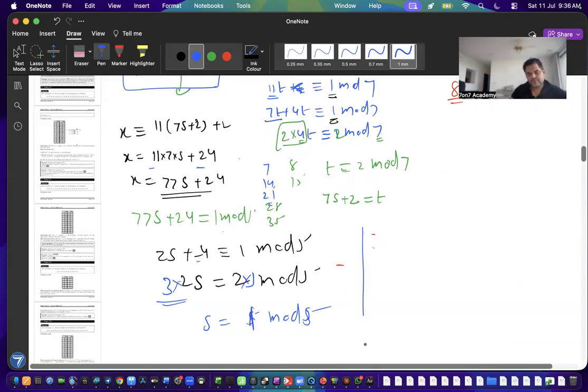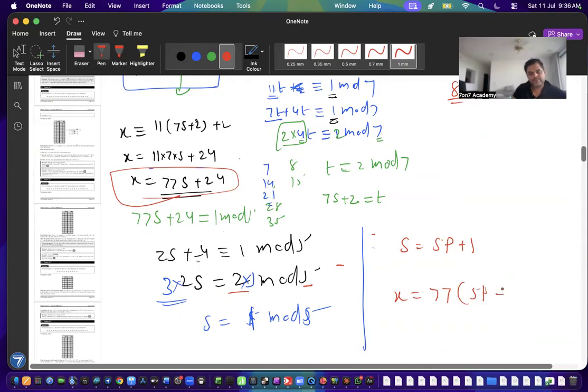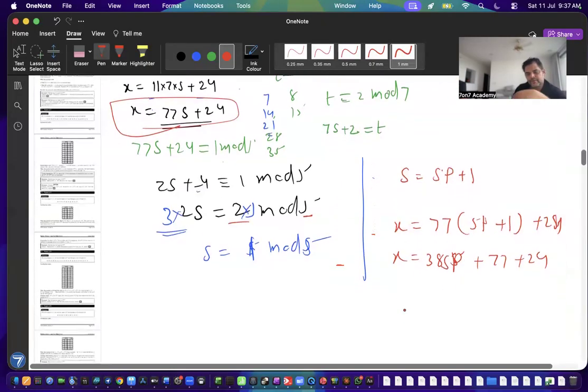Understand? So how is it 1? Because 6 is one more than 5, since you multiply 2 by 3. Okay. Now this is 1 mod 5. If s is 1 mod 5, then taking another variable, s is 5p plus 1. Where will you put it? Into this one, because I took it from this. So x is equal to 77 times (5p plus 1) plus 24. Multiply 77 by 5: that's 385p.